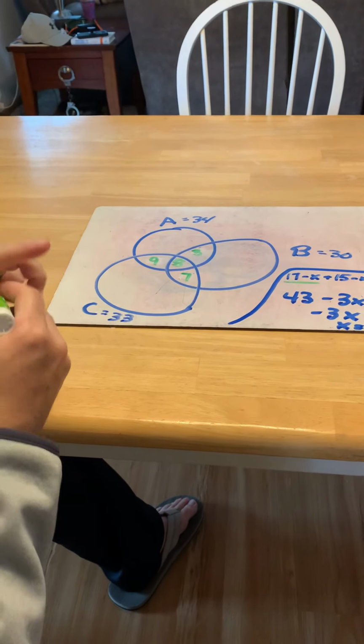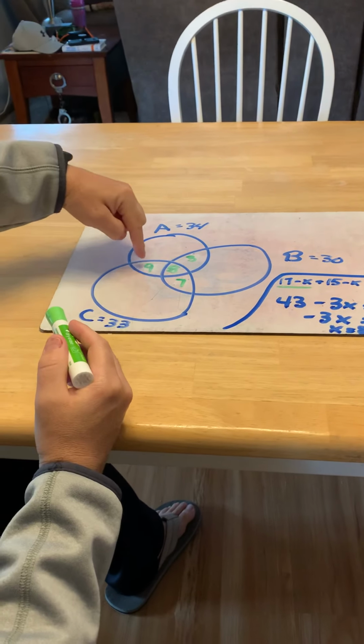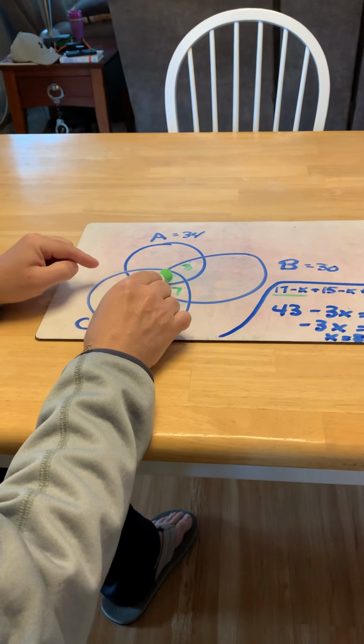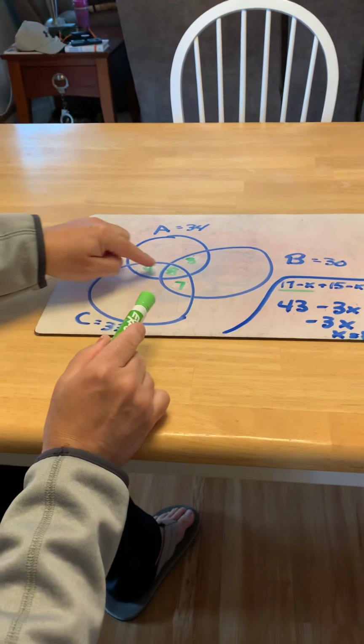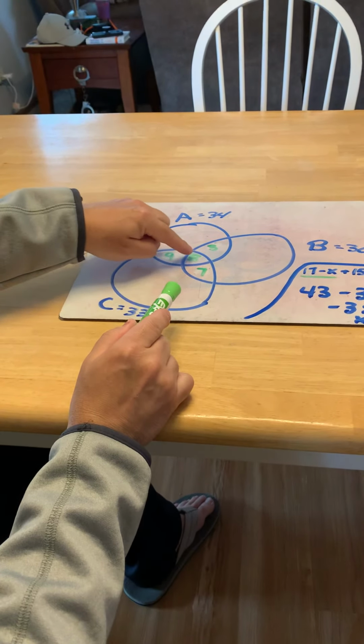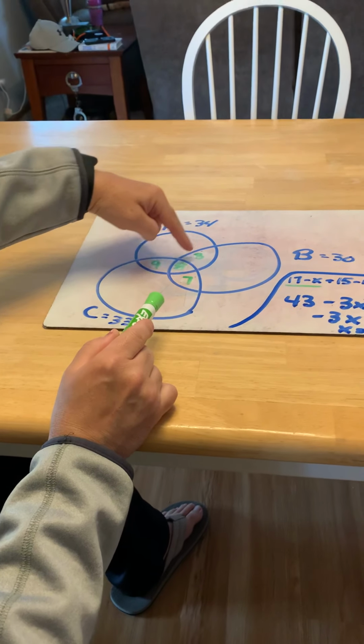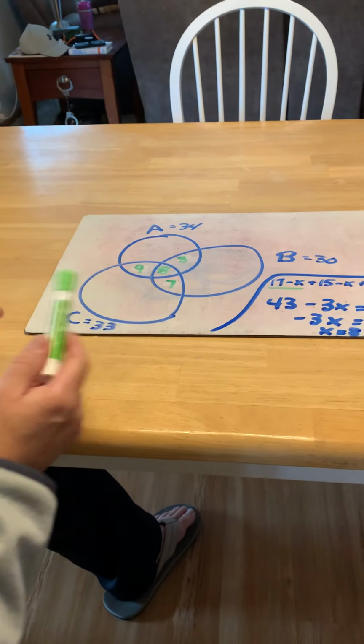So notice before we had 17 right here, but we didn't know this number. So now if you look at it, there's still 17 there. We've got 9 and 8. That's still 17. We had 11 here. That's 8 and 3. It's still 11.